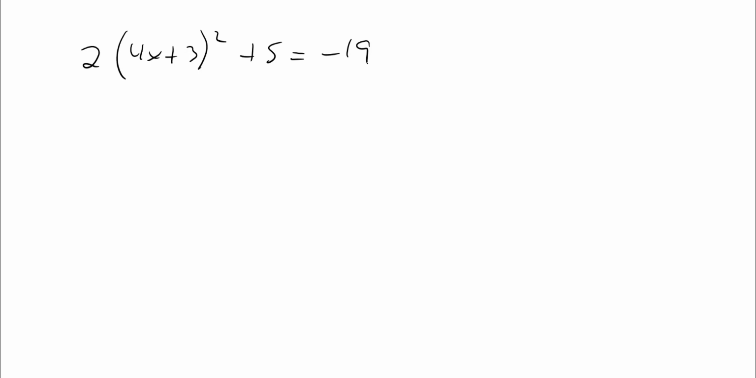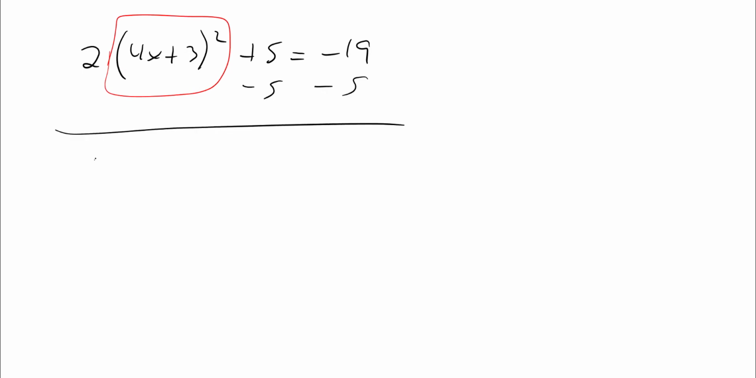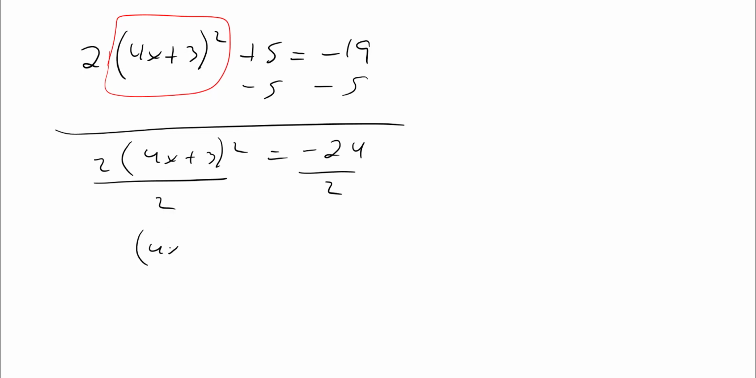No big deal. Okay, the first thing I'm going to do is solve for this guy right here. So I'm going to subtract 5 first. So I get 2 parentheses 4x plus 3 squared is equal to -24. Okay, then I'm going to get rid of that 2 by dividing both sides by 2. So I get 4x plus 3 squared equals -12.